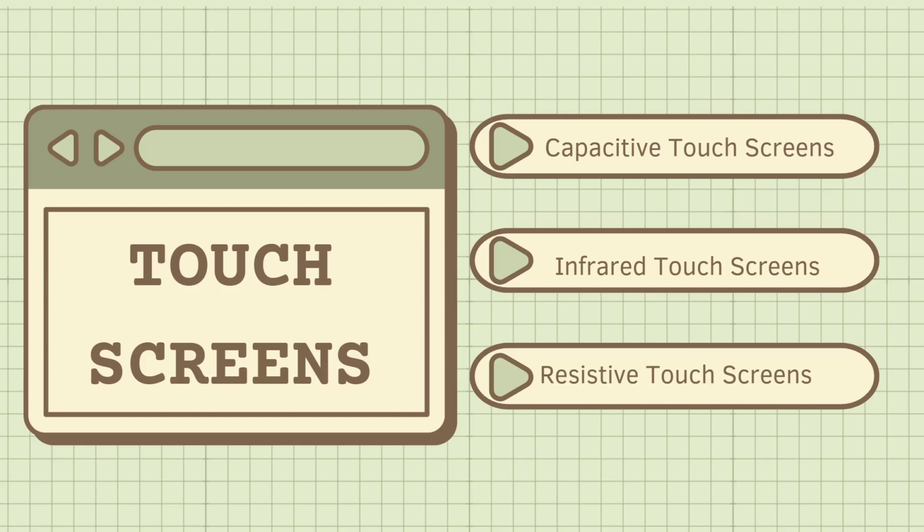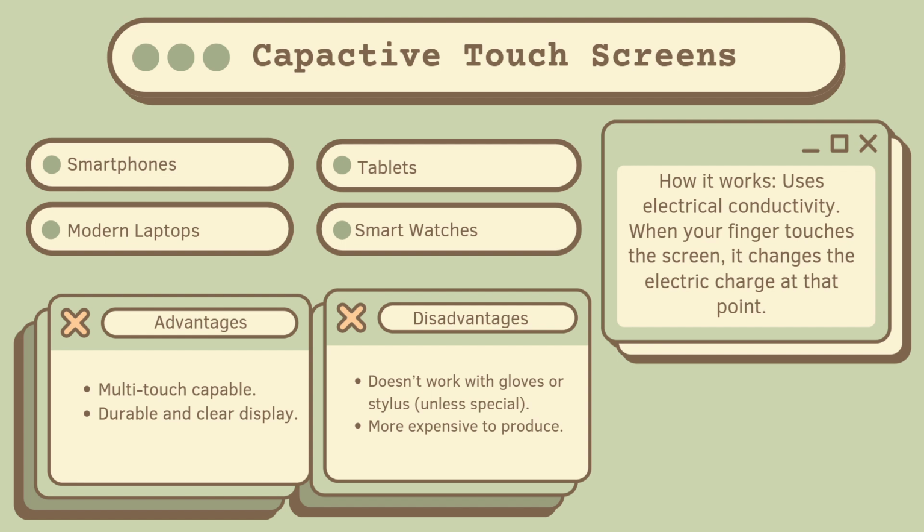The next one is touchscreens, and there are three types of touchscreen that I want to discuss. First is the capacitive touchscreen. How it works: it uses electrical conductivity. When your finger touches the screen, it changes the electrical charge at that point. Examples are smartphones, tablets, modern laptops, and smartwatches. The advantages are that it is multi-touch capable, durable, and has clear displays. The disadvantages are that it doesn't work with gloves or a stylus unless it's a special stylus from the manufacturer, the same brand, and it is more expensive to produce.